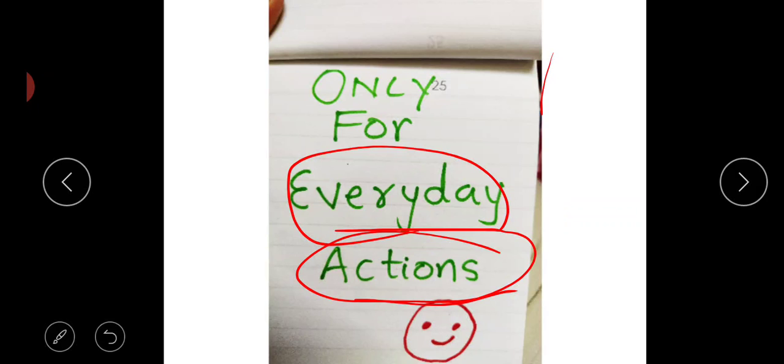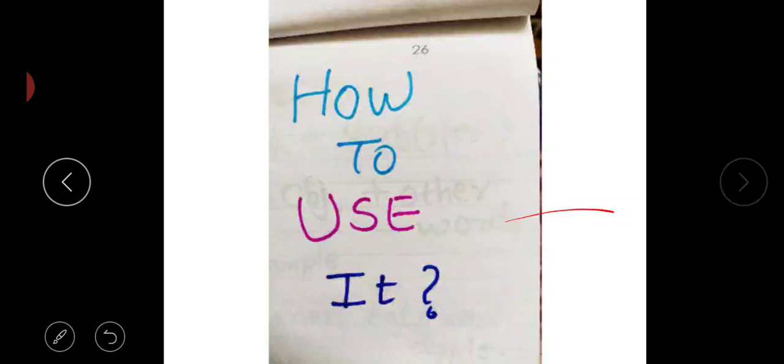Similarly, a few other examples can be the sun rises in the east every day, sun sets in the west every day, or I attend or you attend online classes every day. So these are the actions which are happening on daily basis. For these everyday actions, we must use only and only simple present tense. Now the question arises, how to use this simple present tense? So the next slide says how to use it.